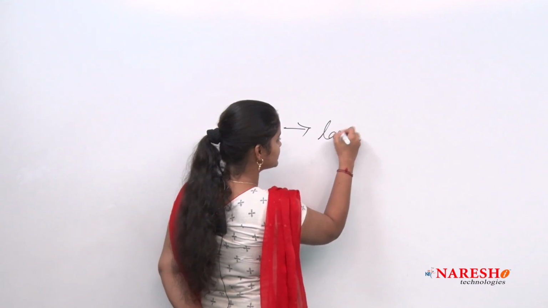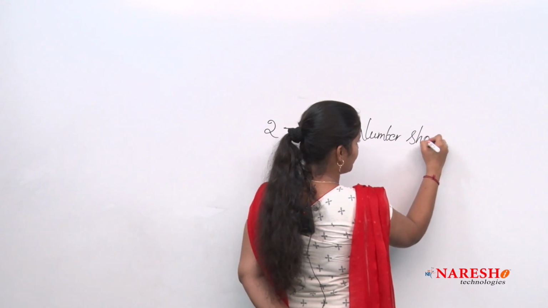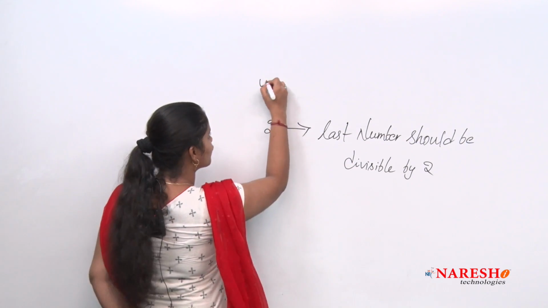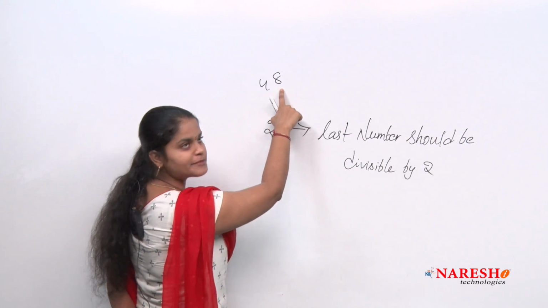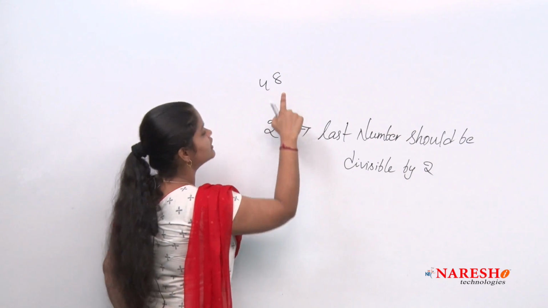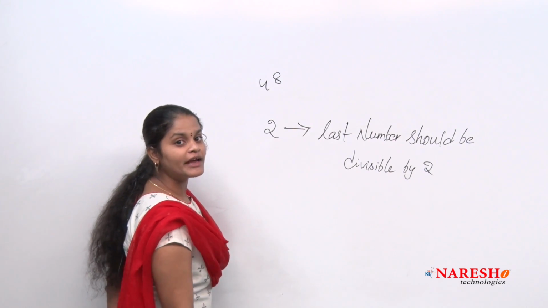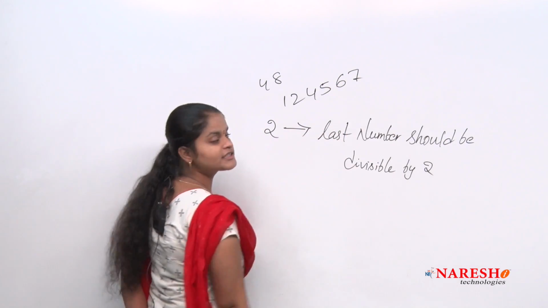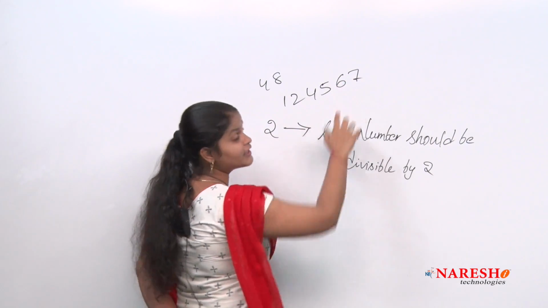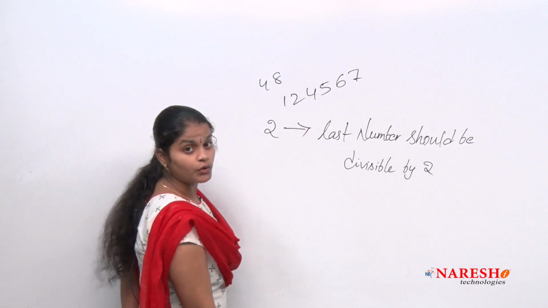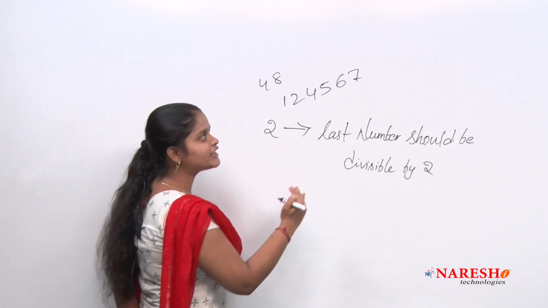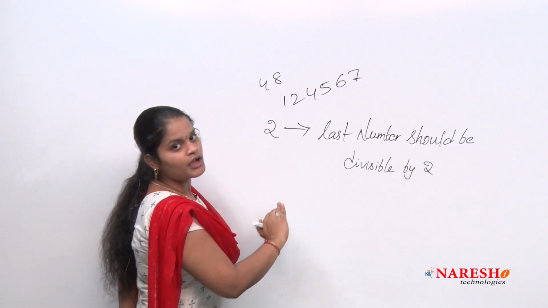The last number should be divisible by 2. For example, it is 48. 8 is the last number. Is that divisible by 2? Yes. So the entire number is divisible by 2. For example, it is 14567. What is the last number? 7. Is that divisible by 2? No. So this number is not exactly divisible by 2. You will get some decimal values if you do it.